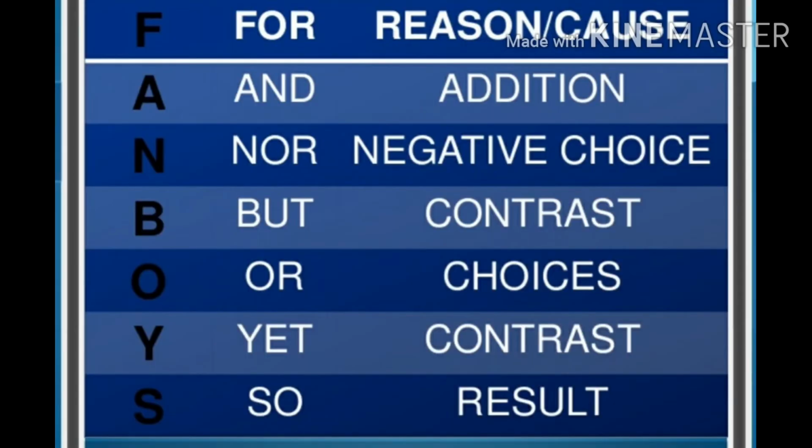Again, see all the conjunctions in short. F for for. For is used for reason or cause. A stands for and, and it is used for addition when we add two same types of thing or same type of idea. Nor is used in negative choice, but is used in contrast. Or is used for choices, yet is also used for contrast. So is used for result. These are our coordinating conjunctions.